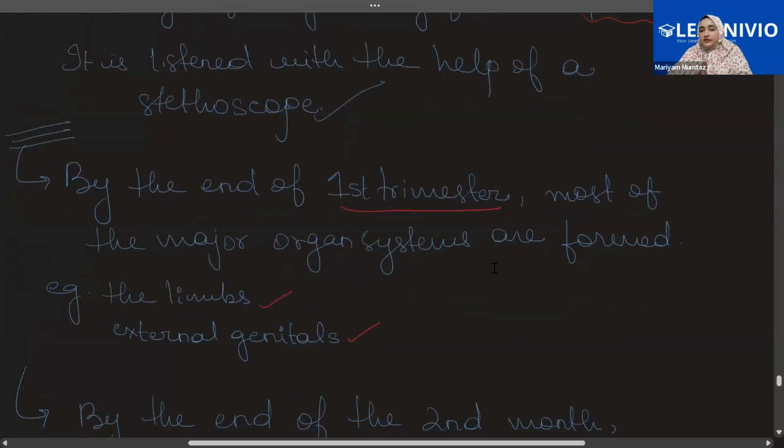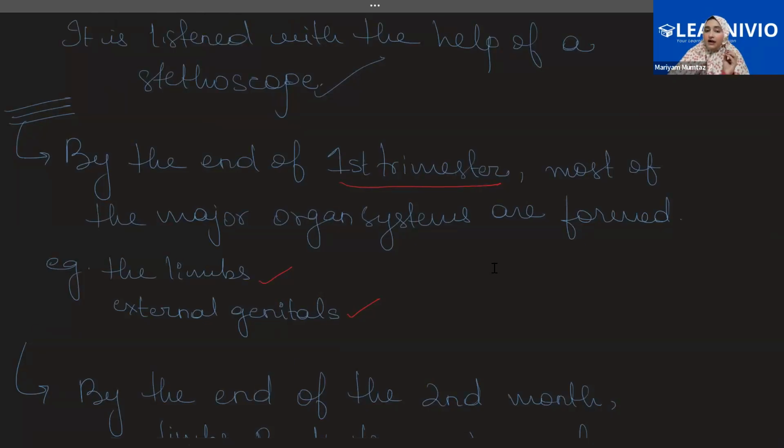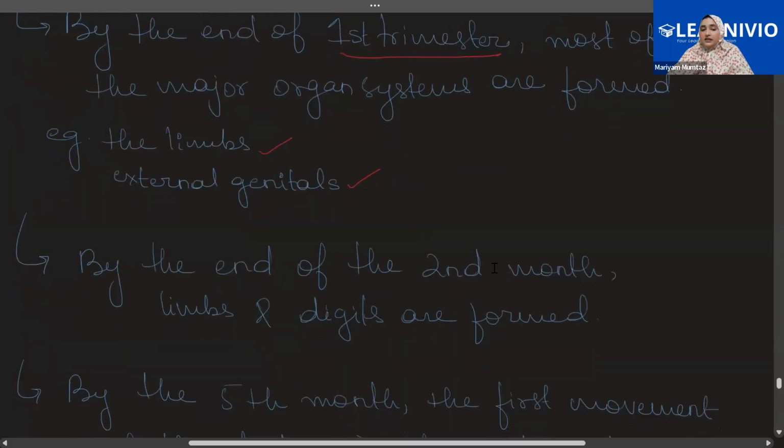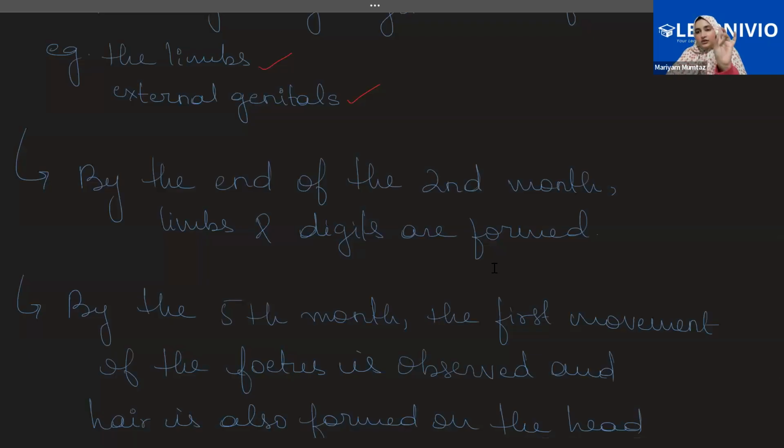Now, by the end of the first trimester, most of the major organ systems are formed. All the organs, the genitalia, all these structures are formed after the first trimester, meaning after 3 months. And when the second month is completed, the limbs and the digits, these fingers in the hand, are also formed.